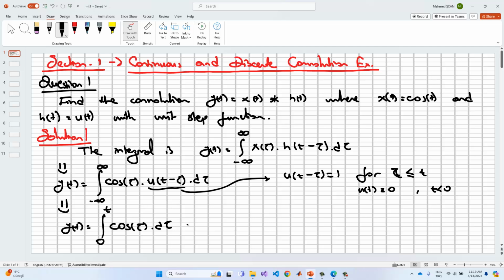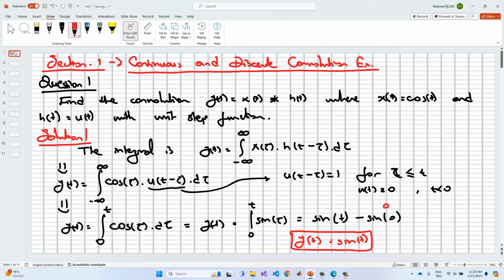If we solve this, the integral of cos(tau) is sin(tau), so we can write sin(t) minus sin(0). For this question, y(t) equals sin(t), since sin(0) is 0. So if you have a cosine signal and apply the impulse response of the unit step function, you will get sin(t). This is the first question.